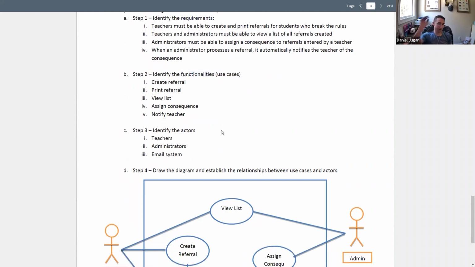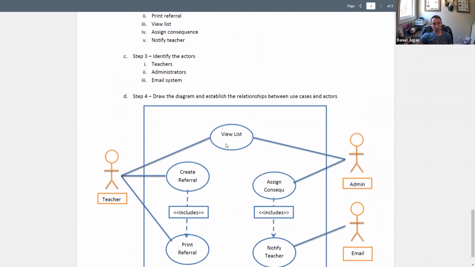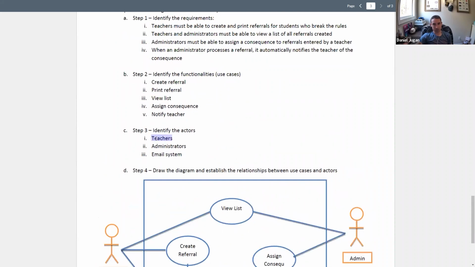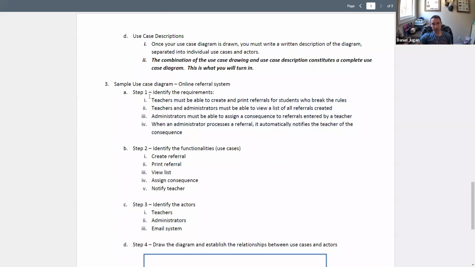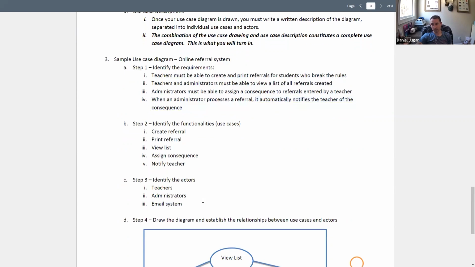Now we need to identify the actors. These are the entities that interact with the system. And so we have teachers. We'll get to the drawing in just a second. We have teachers, we have administrators, and we have an email system. And again, these actors are derived by reading and understanding the requirements. We have teachers, administrators, automatically notifies the teacher of the consequence. Okay, well, how does it automatically notify? Well, we have an email system.